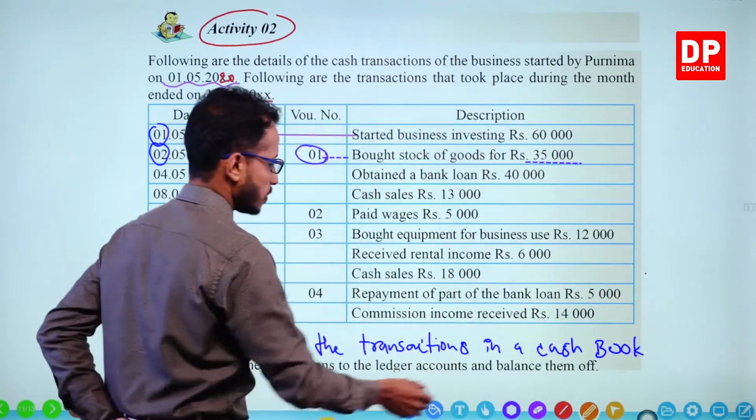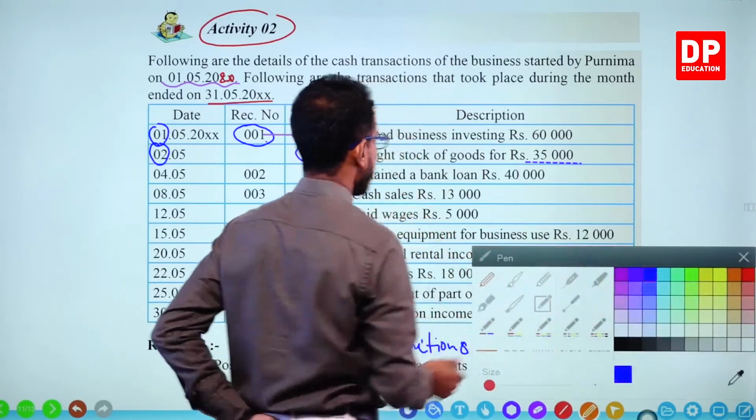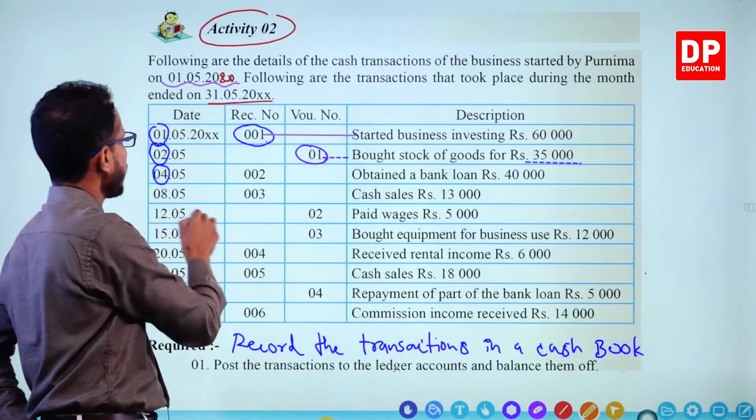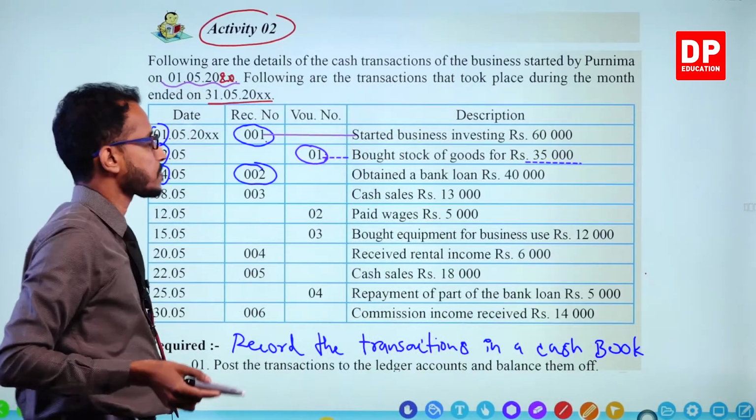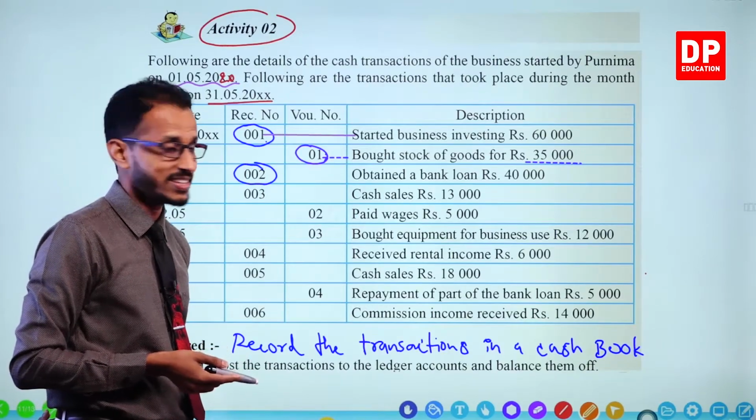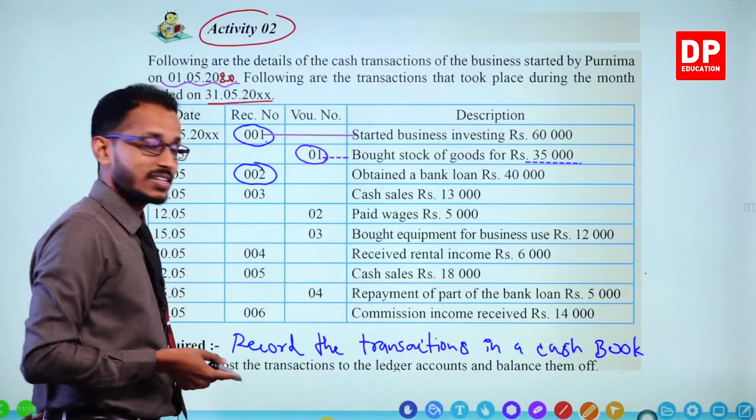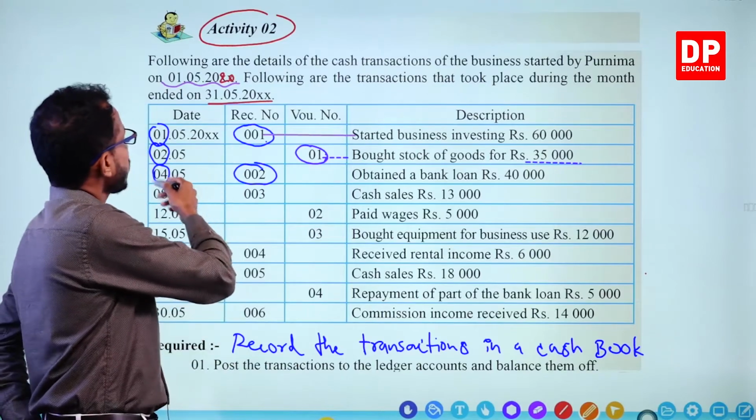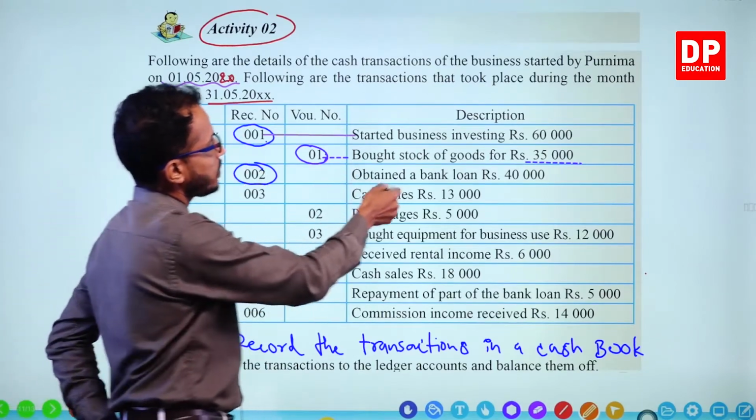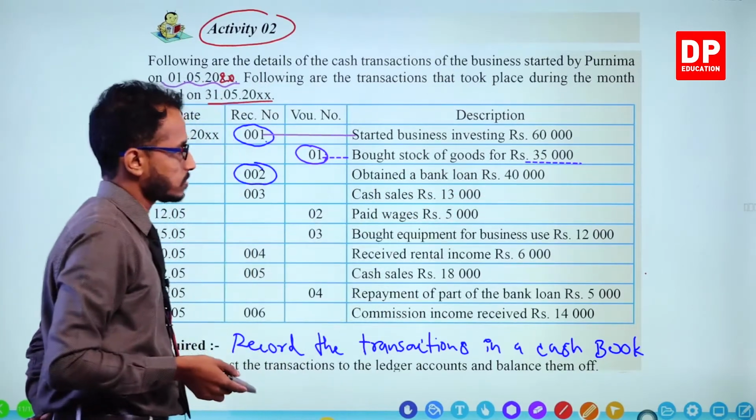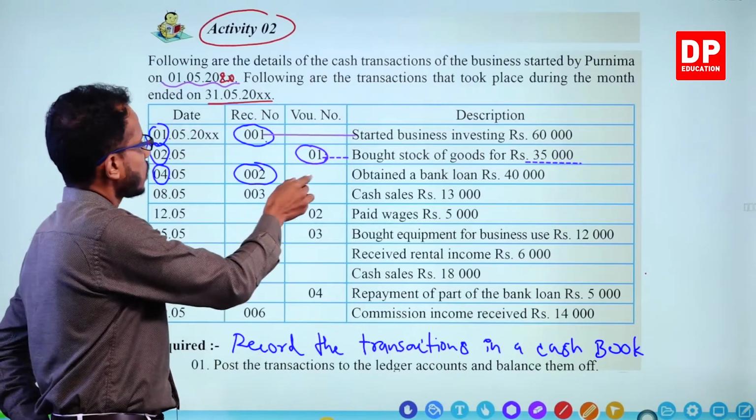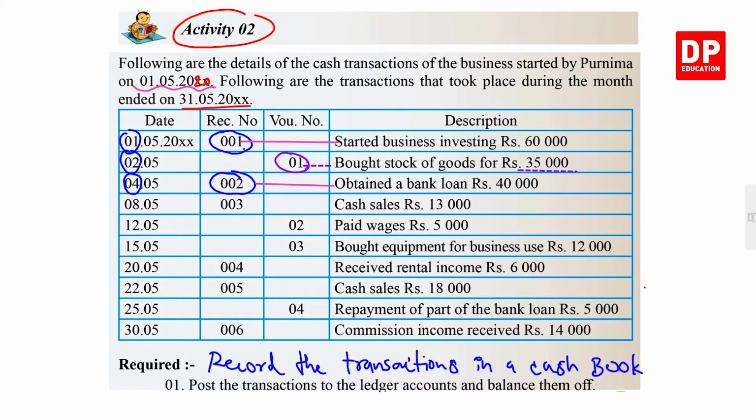That is a receipt. 4th May. It is a receipt, which means it is a cash receiving, cash book debit. Receipt number 2. Obtained a bank loan, 40,000.